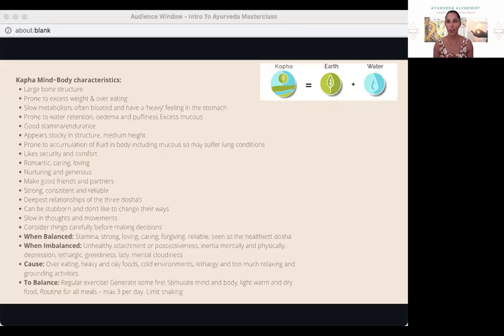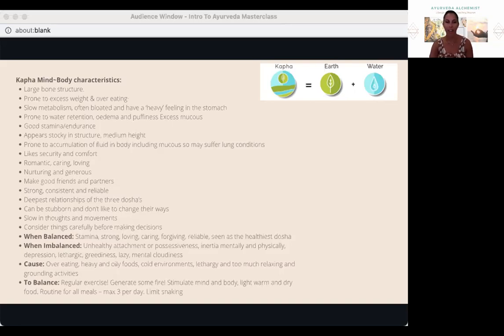Anyone think that they've got a lot of Kapha going on? Just remember that our vikruti can change. So in the winter, we may see more Kapha. If we've got a bit of Kapha in our constitution, it might start to overtake some of the Pitta as we're moving out of the warmer summers.